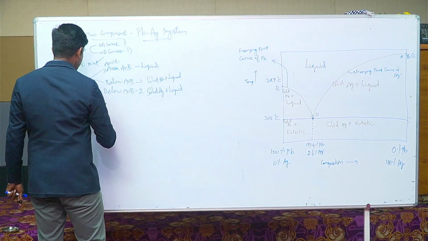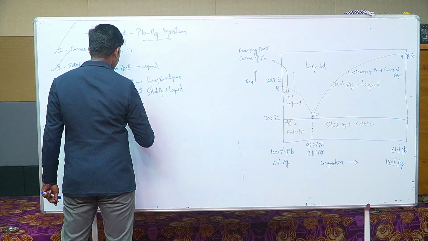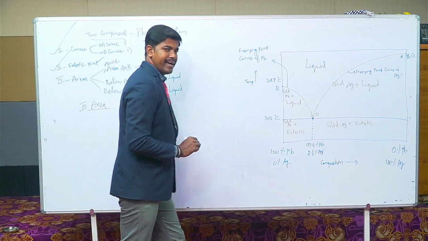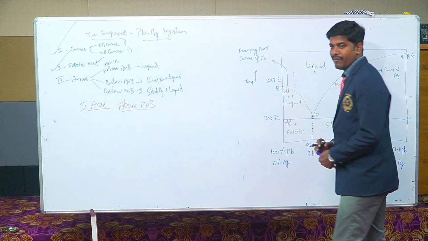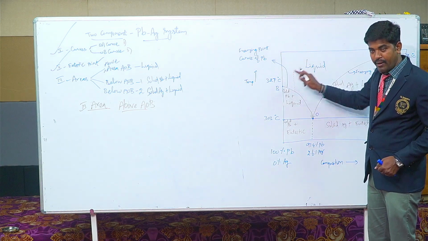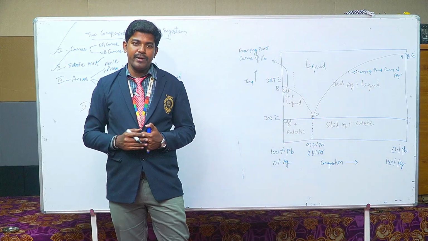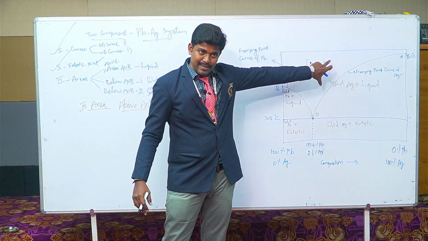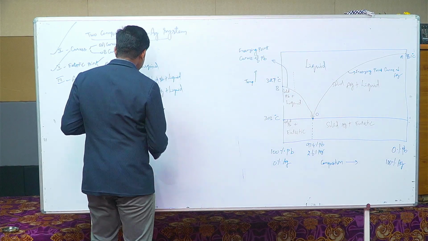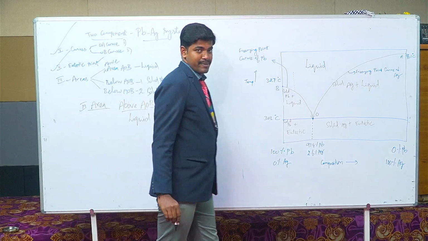The third part, area above AOB. What is the thing present above AOB? This is the area AOB, and this is a part existing above AOB. Above AOB, what is the equilibrium? Only one phase is present here, there is no equilibrium reaction. Only one phase is existing above AOB, that is the liquid phase. Only liquid is present. There is no equilibrium reaction.